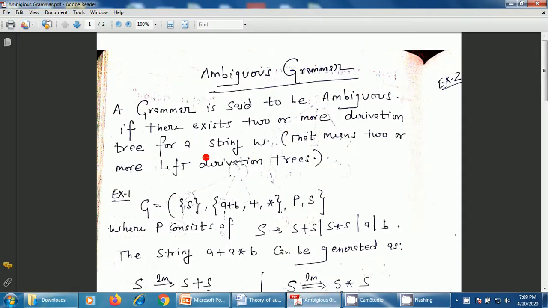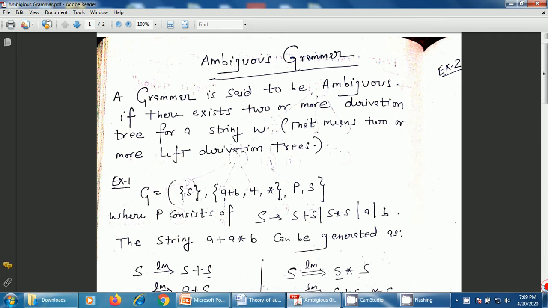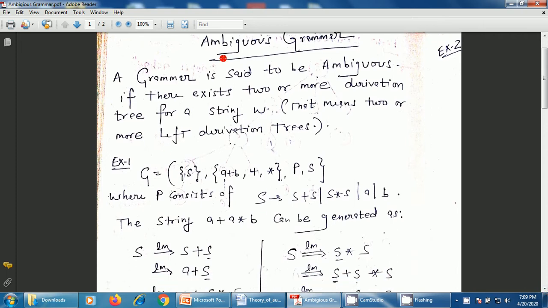Now see what is ambiguous grammar. A grammar is said to be ambiguous if there exist two or more derivation trees for a string w. That means two or more leftmost derivations are possible. That is called ambiguous grammar.